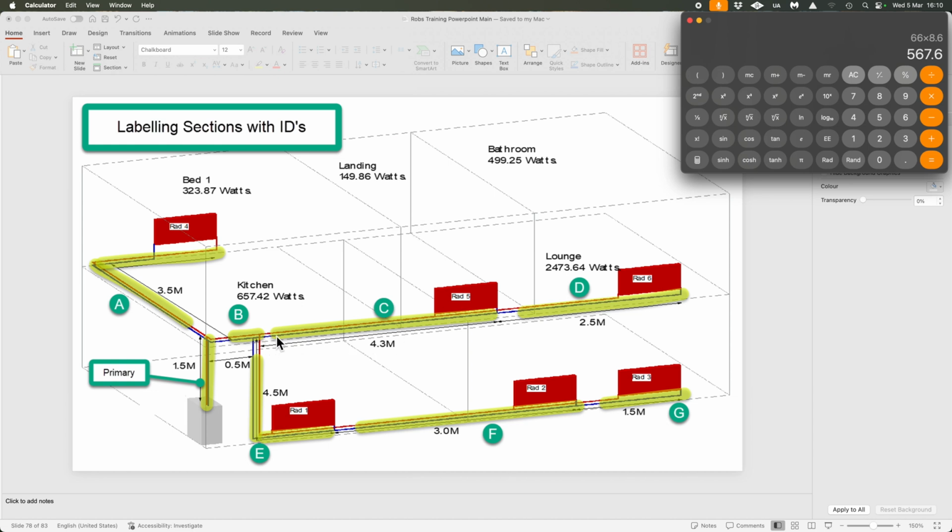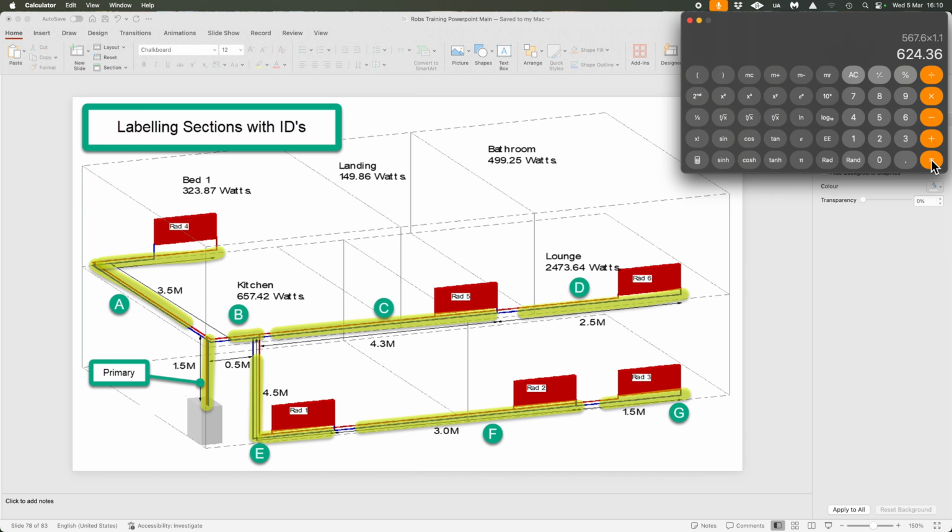How many changes of direction have we got? Well, there's not a change of direction there because it's coming straight through those T-pieces. So there's no change of direction there. There's just one going up into the rads, and that's it. So we literally then just have to add 10%. So we've got that, and we just times that by 0.1.